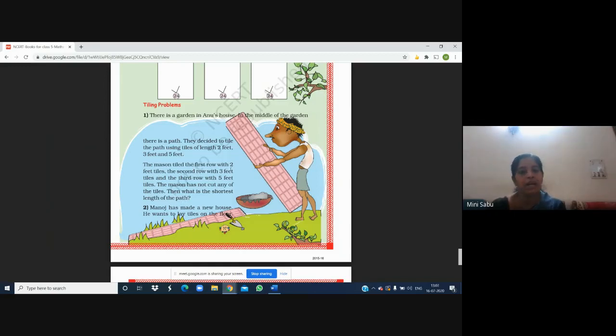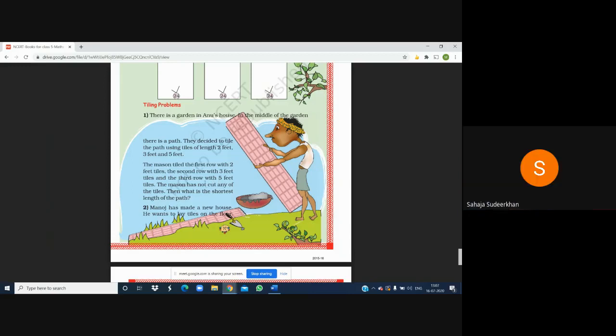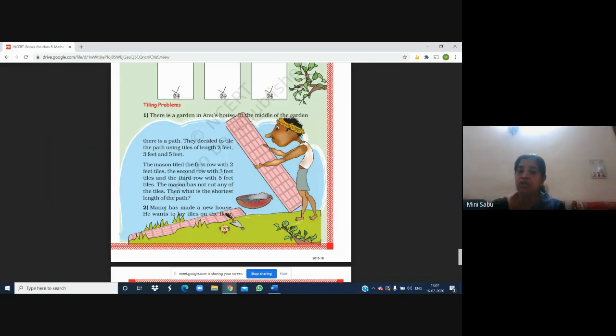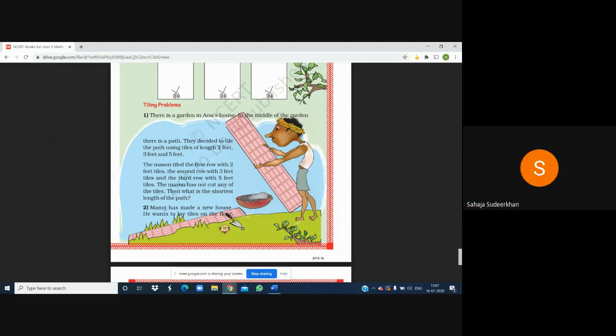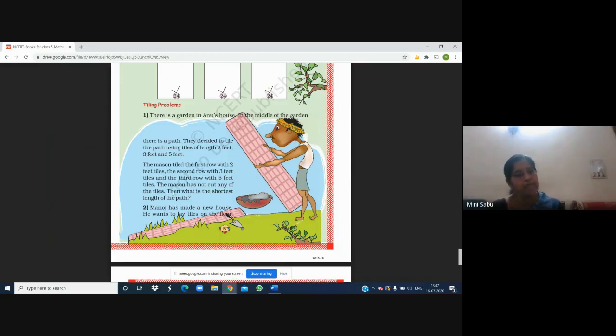But here we have already learned that when you write the multiples of 2 and multiples of 3 and multiples of 5, the first common multiple that comes is 2 into 3 into 5. What is that? 2 3s are 6, 6 5s are 30. You can list the multiples, write and see. You will get 30 is the first common multiple.